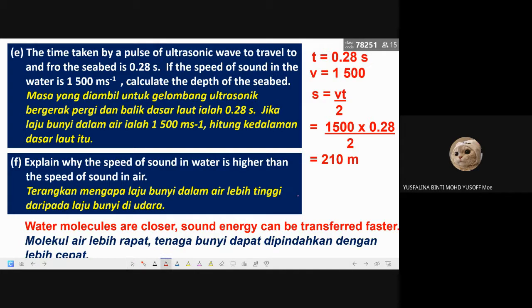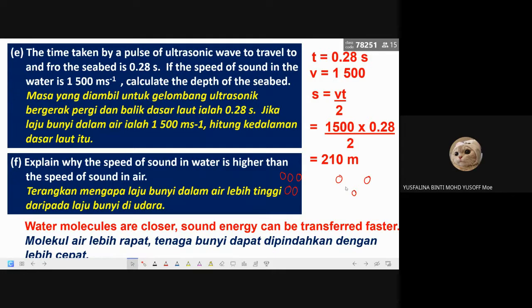Okay, so let's say this is water, and this is air. Right, so they need to transfer the energy. The molecule needs to transfer the energy to another molecule. So of course for this one, it's much closer, so of course it takes a shorter time. It means the speed will be higher because it will be faster, because the arrangement of the molecules is much closer.